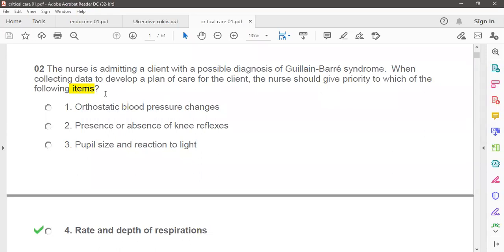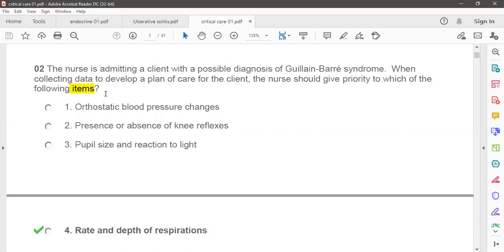So there are a few points you should know about Guillain-Barre, right? I told you Guillain-Barre is an autoimmune attack of the peripheral nervous system or myelin sheath. The most common symptom is ascending paralysis or dyskinesia, inability to move voluntarily, right?